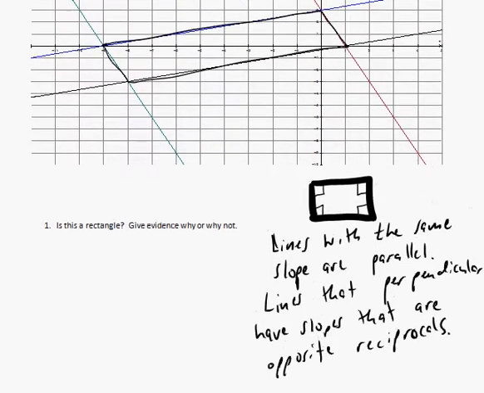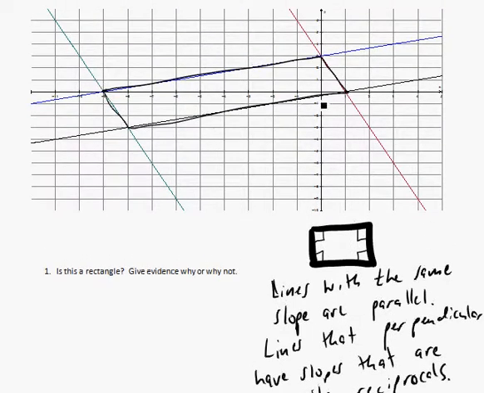So, if this figure here is a rectangle, that means these two lines would have to be perpendicular so that they form right angles, which means that the slopes of these two lines would have to be opposite reciprocals. Well, let's determine the slope of this line.